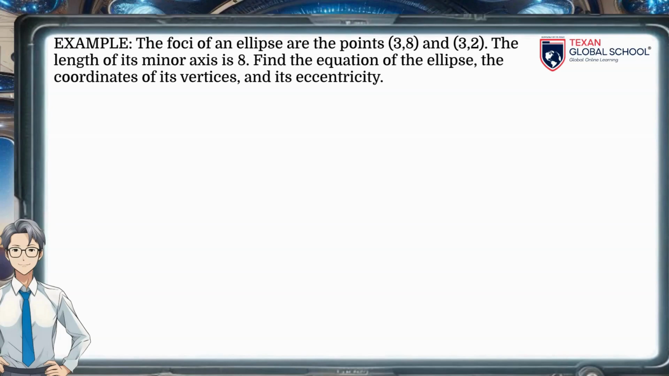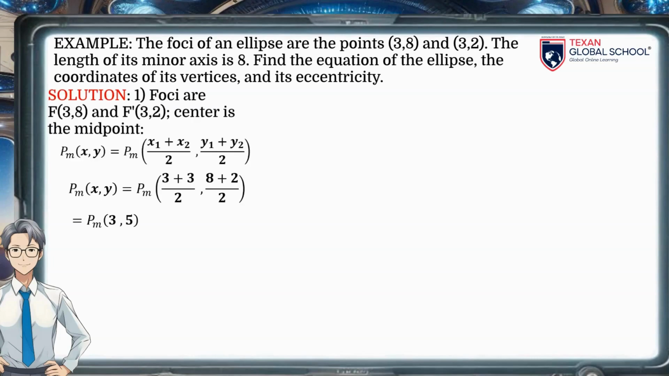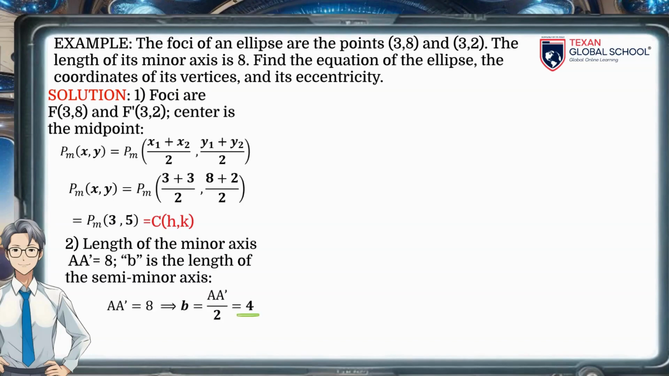We can see that the foci are not on the x-axis nor on the y-axis. Therefore, a second standard equation of the ellipse will be obtained. Because the foci are the points (3, 8) and (3, 2), the center can be obtained since it is the midpoint. So when applying the formula seen in previous classes, the midpoint, in this case the center (h, k), is (3, 5).